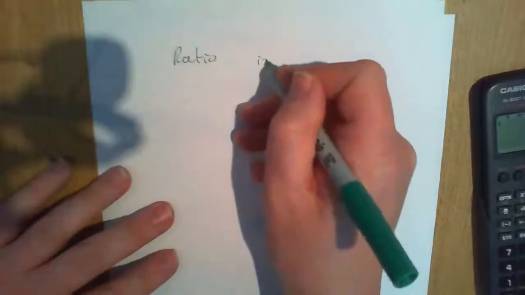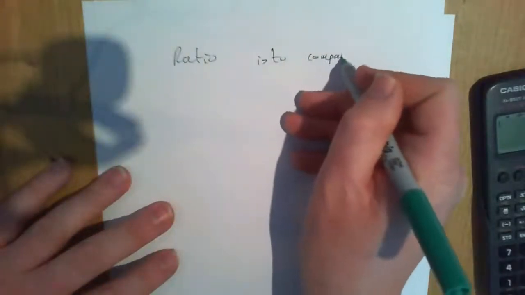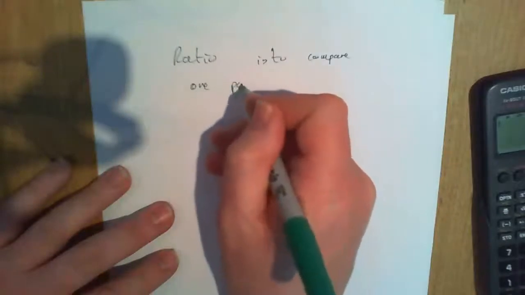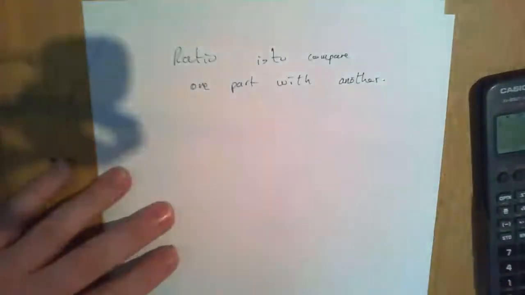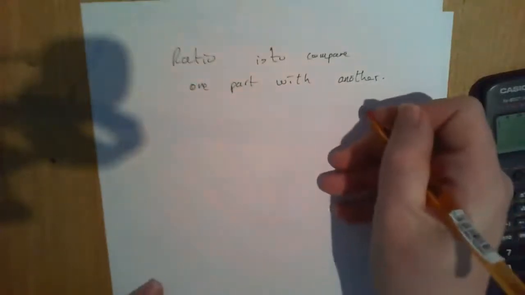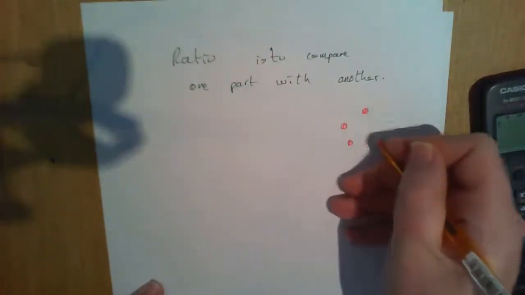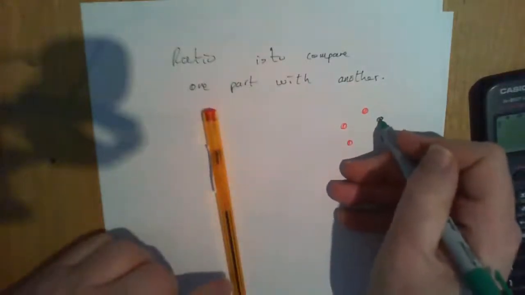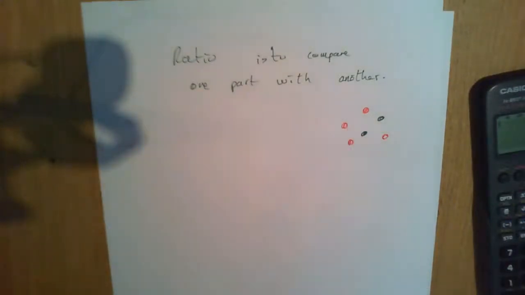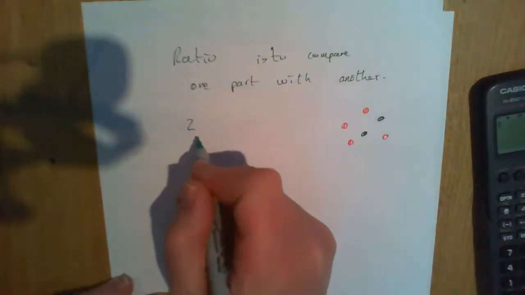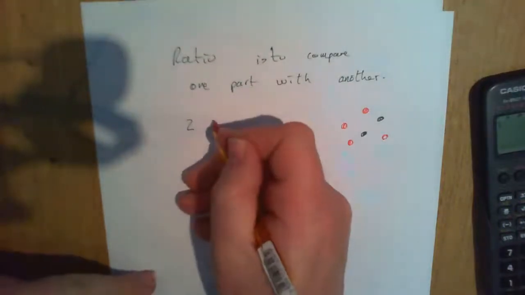Okay? So, the idea of a ratio is to compare one part with another. So, for example, if I was to compare the reds to the green dots here, the ratio would be 2:4. 2 green for every 4 red.